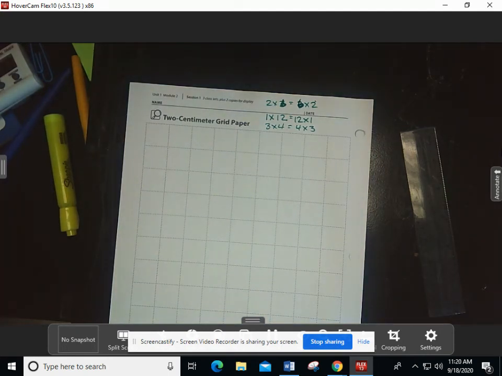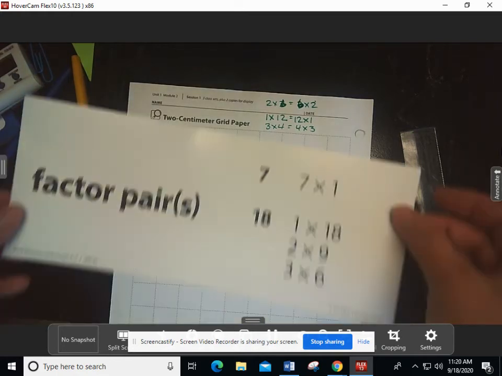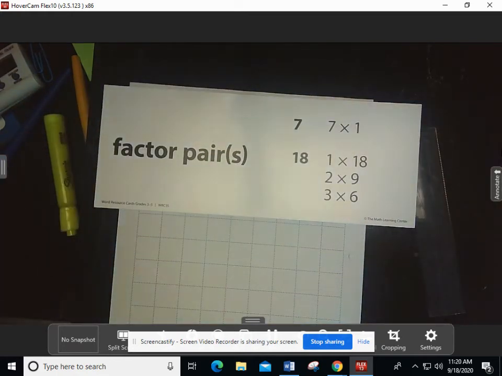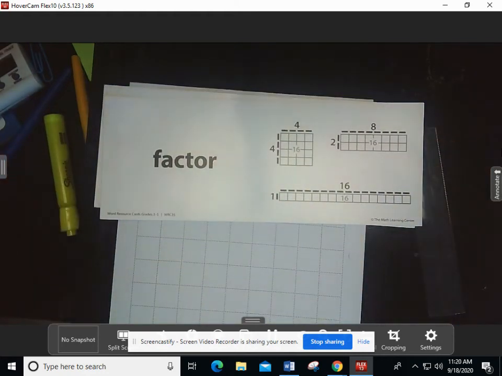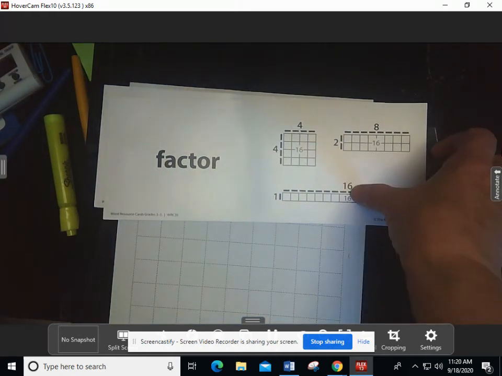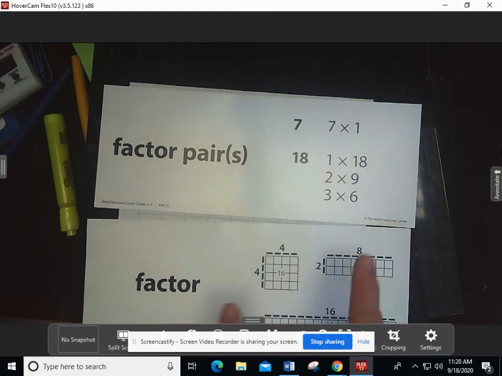Okay, so as we are going through this, I've just listed the factors we've talked about, the factor pairs. So when we think about factor pairs, it's talking about the two numbers multiplied together to create the product. We already were studying the word factor. And we know that when we have factors, it's the two numbers we multiply together to get the product. When we think of factor pairs, it's specifically putting two numbers together.